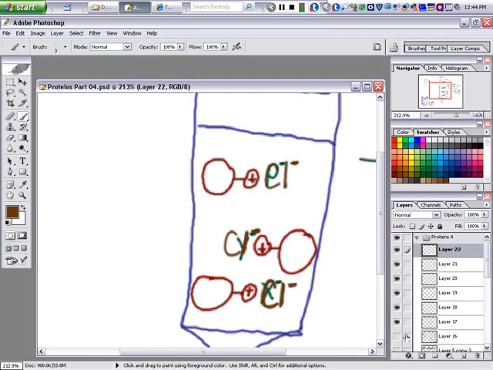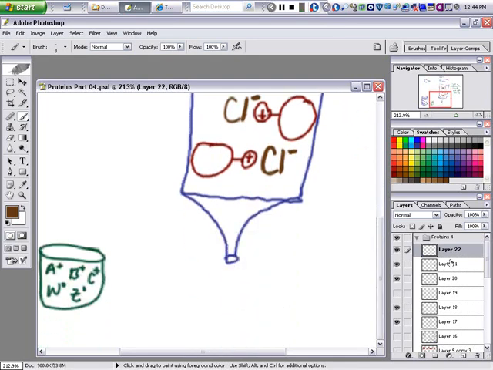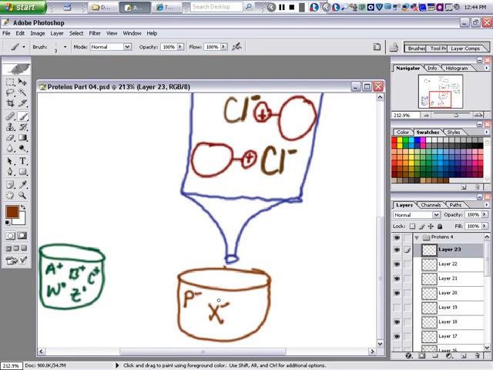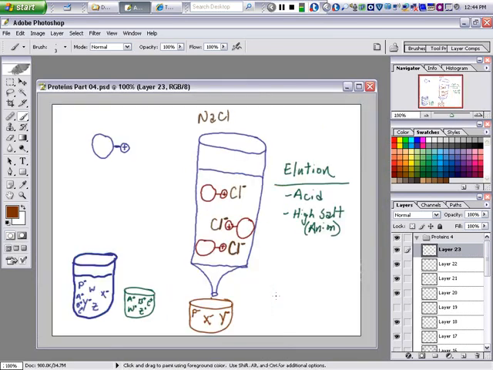And when that happens, then the protein will be released. And now you're going to elute your proteins from the column. So you're going to have P minus, X minus, and Y minus. Then your proteins will come out. And now what you've done, you've exchanged one anion for another anion. You've exchanged the protein anions for the chloride anions. Question?